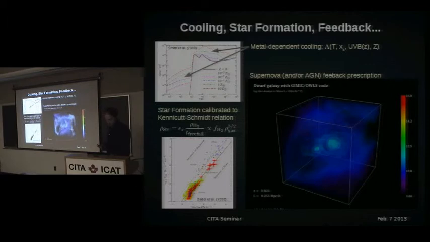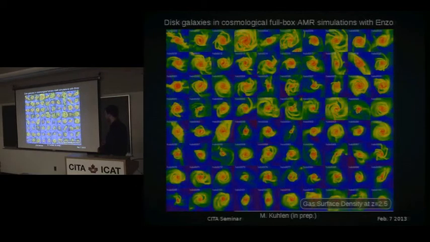So I couldn't resist throwing in some slides from some of my more recent AMR simulations. This is actually not really directly related to the dark matter aspect, but I just wanted to show these are some things I'm doing with the ENZO simulation. These are full box AMR simulations. This is at redshift 2, and this is showing gas surface density of some spiral galaxies in these boxes. So it's kind of a teaser for the kind of work that I'm doing right at the moment.